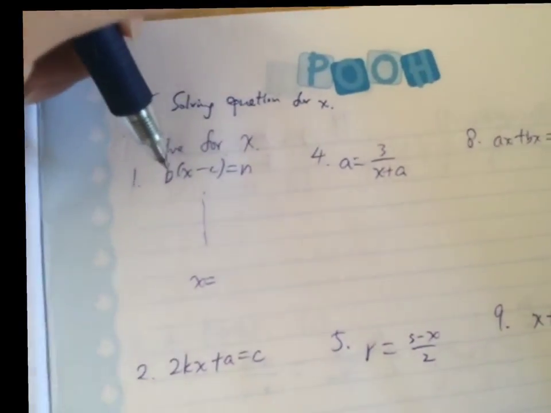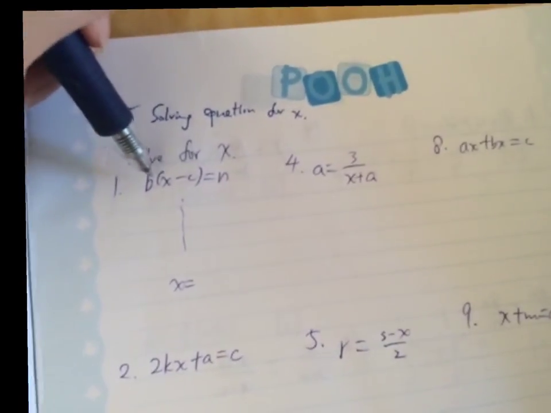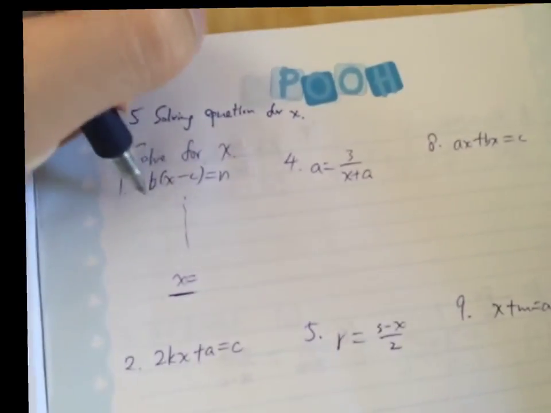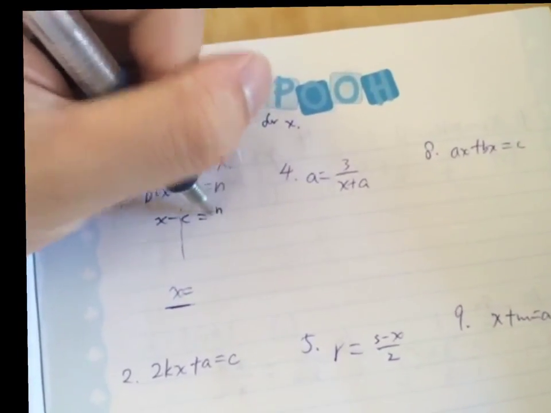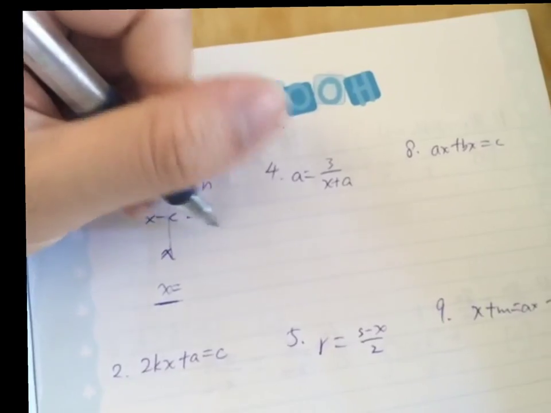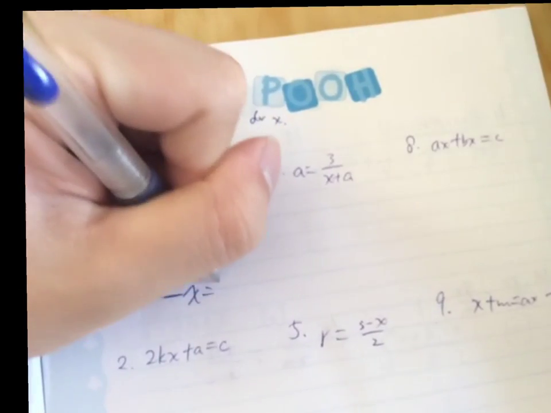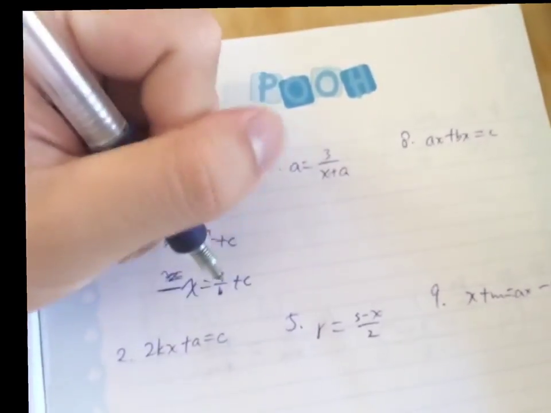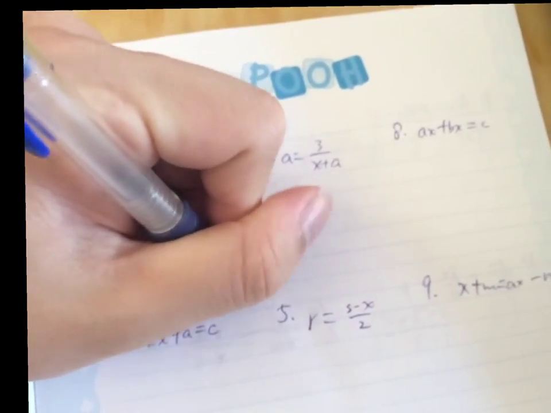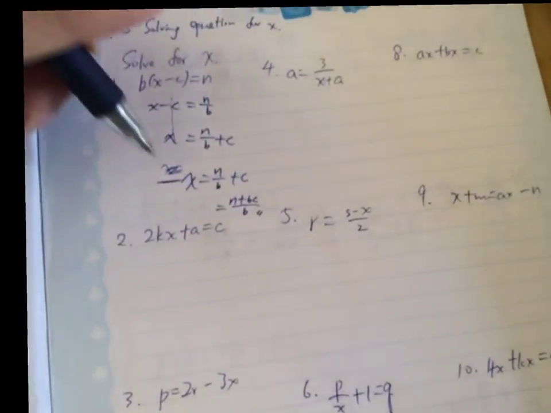And now we want to solve the following equations and then find out what is x. So we want to at last make x the subject. So I move this b, use divide, move to the right hand side, and then it's negative c, I move negative c to the right hand side, become positive c. So x will be n over b plus c, or we can say it's n plus bc over b. Okay, this is solved for x.